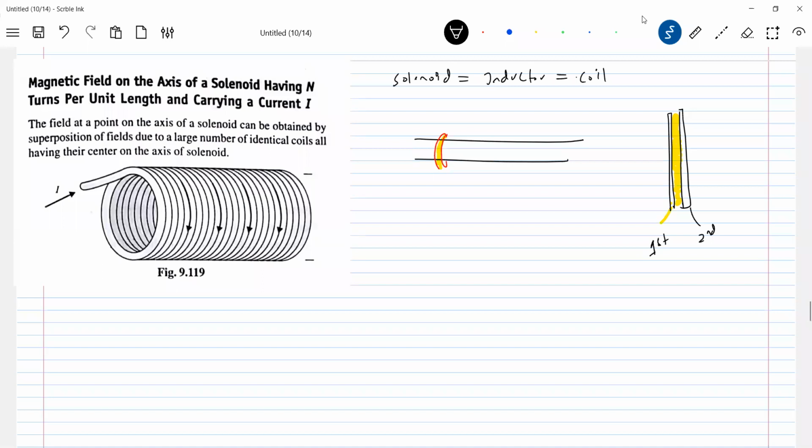Otherwise, what is the reason? If there is a gap between the turns, the field will escape out from there. Leakage of flux will occur. This should not happen, so there's a method. That's why, you can see the turns, I'm not showing any gap. All this description is missed in books.